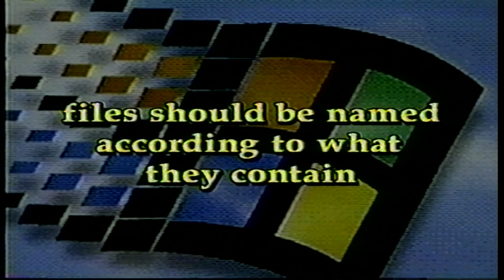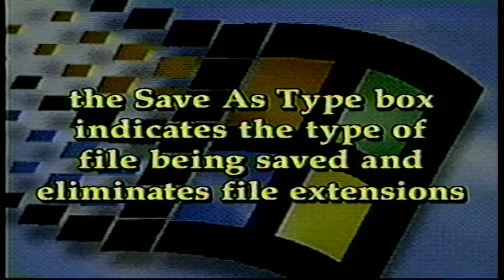It's a good idea to name files according to what they contain. It's easier to figure out what a file called Windows 98 Introduction Tutorial contains compared to one called Script. The Save As type box at the bottom of the Save or Save As dialog box indicates the type of file we are saving. This eliminates the old necessity to manually enter the extension type of a file at the end of the file name.